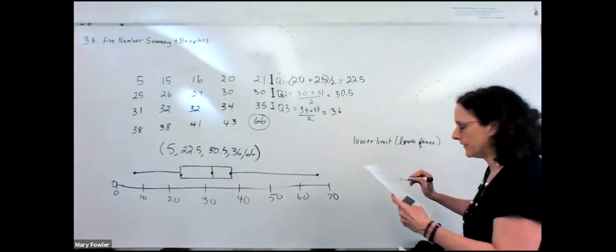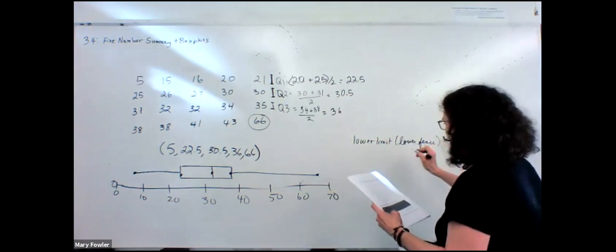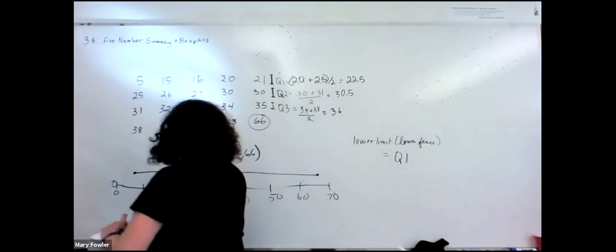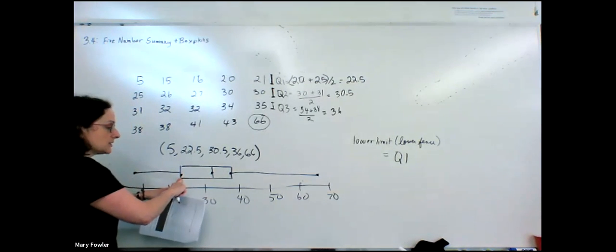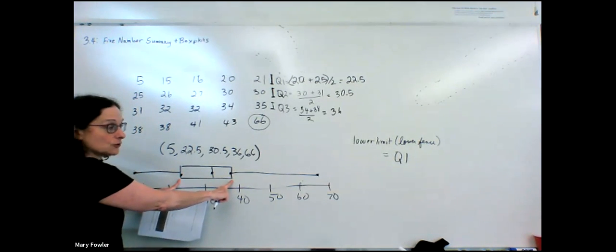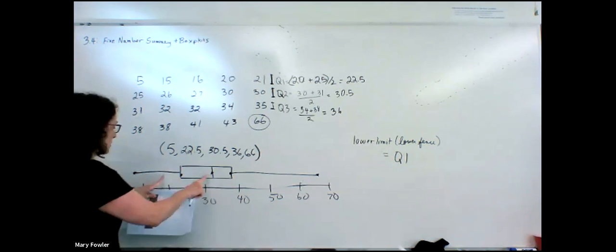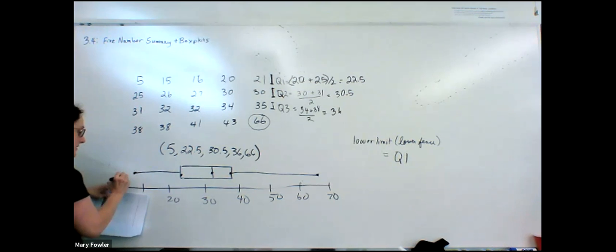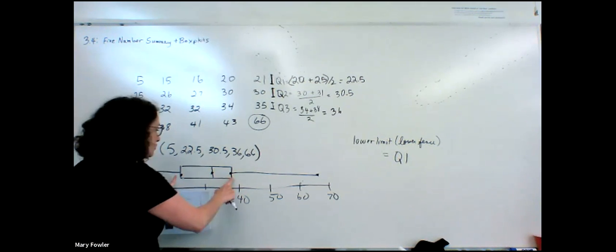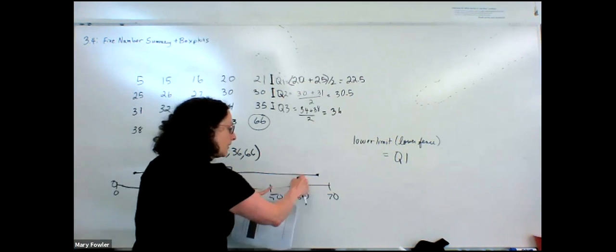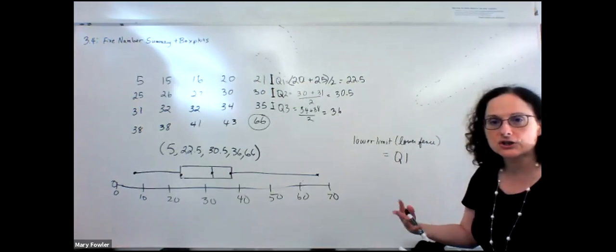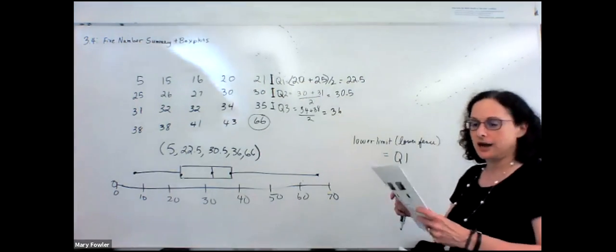Okay, and for the lower fence, we're going to look at Q1. So we're going to go to Q1 and subtract 1.5 times the interquartile range. So we're going to subtract this, and then we're going to subtract half of this. So it's going to be somewhere around there. And we're going to do the same thing over here. And then any points that are outside of that range, we can consider an outlier.